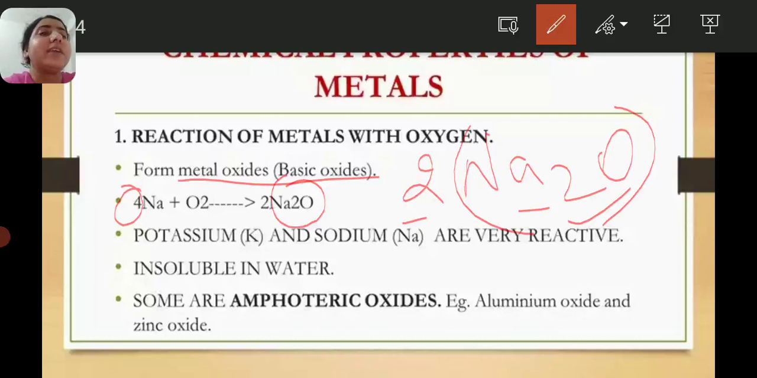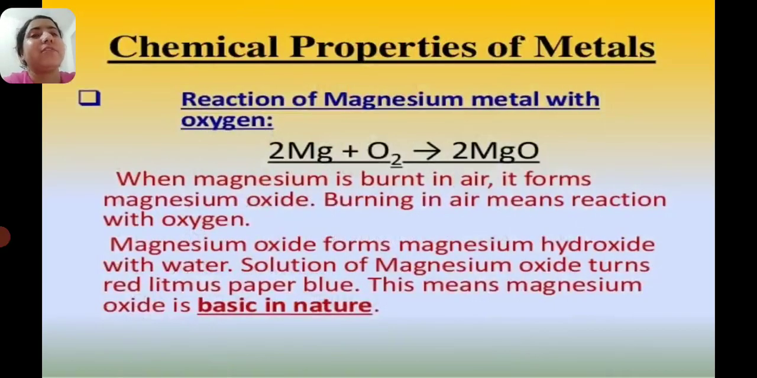Potassium and sodium are very reactive. Basic oxides are insoluble in water. Some are amphoteric oxides, aluminum oxide and zinc oxide. That means basic oxides are insoluble in water, and some are amphoteric also, aluminum and zinc oxide.